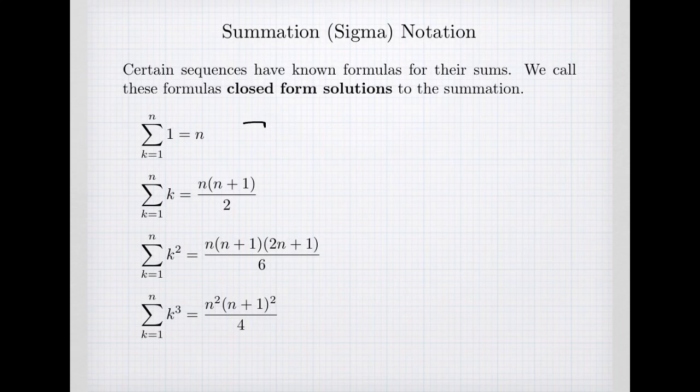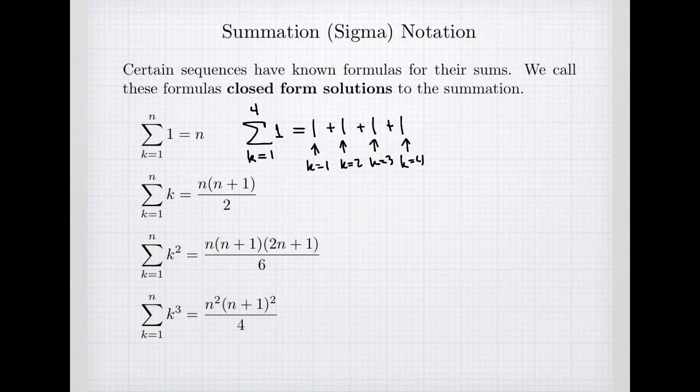If I have the sum, k goes from 1 to 4 of 1, what does that mean? It means I have a sequence of 1s and I'm going to add them. So when k equals 1, I have 1. When k equals 2, I have 1. When k equals 3, I have 1. And when k equals 4, I have 1. So this was when k equals 1. This one was when k equals 2. I have the same thing when k equals 3 and when k equals 4.